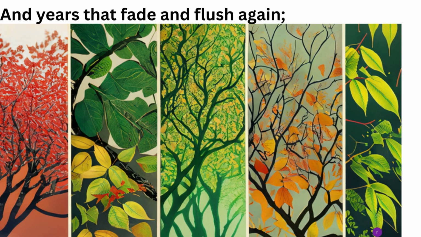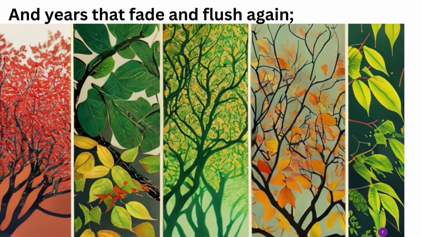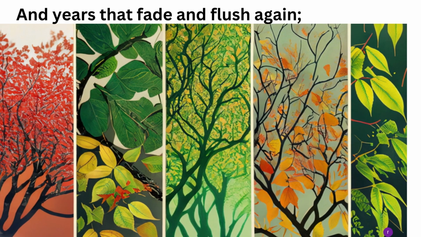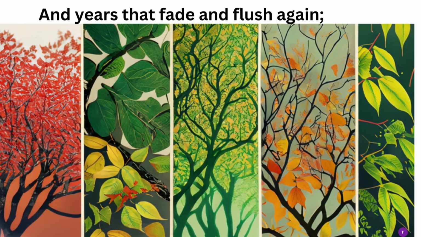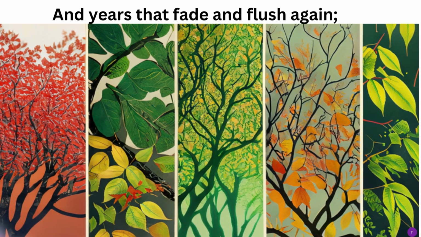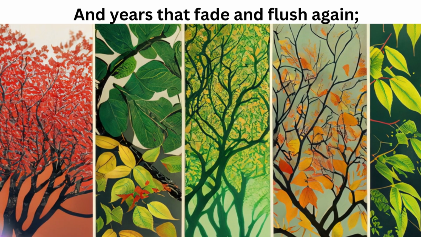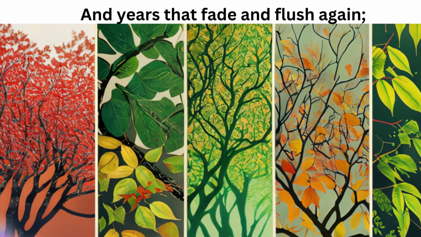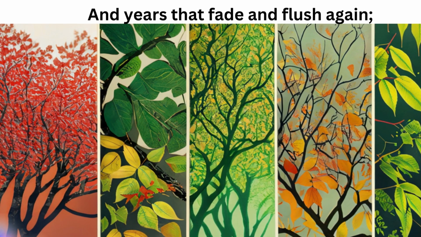Next line, and years that fade and flush again. So the poet is saying that after many years, the old trees will wither away or die. And these seeds and buds will grow into new trees, and that will in turn convert into a dense forest. This line can also suggest the changes in the seasons, that trees are long lived organisms, and by planting one tree, a person is actually contributing to the cycle of seasons and the passage of time.